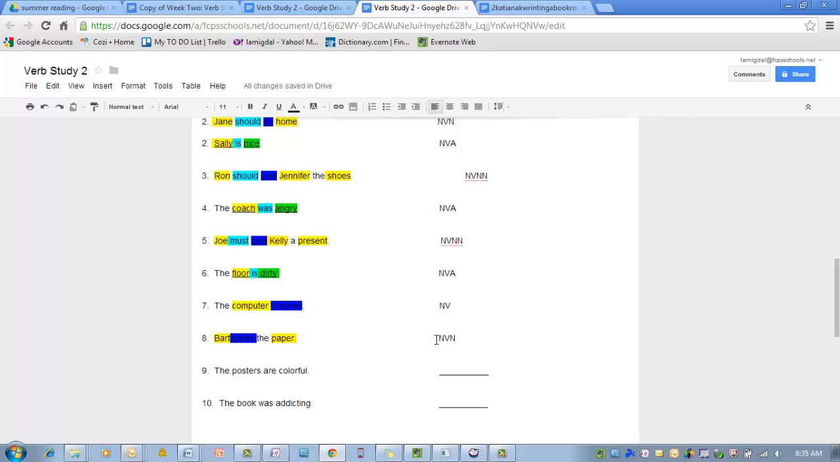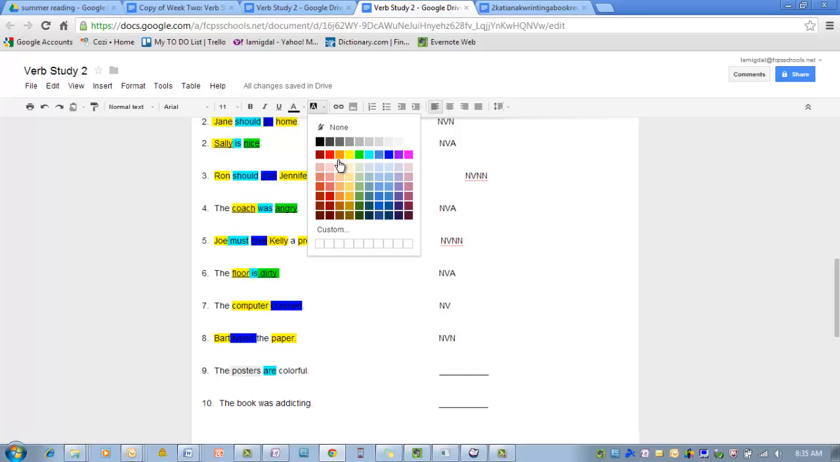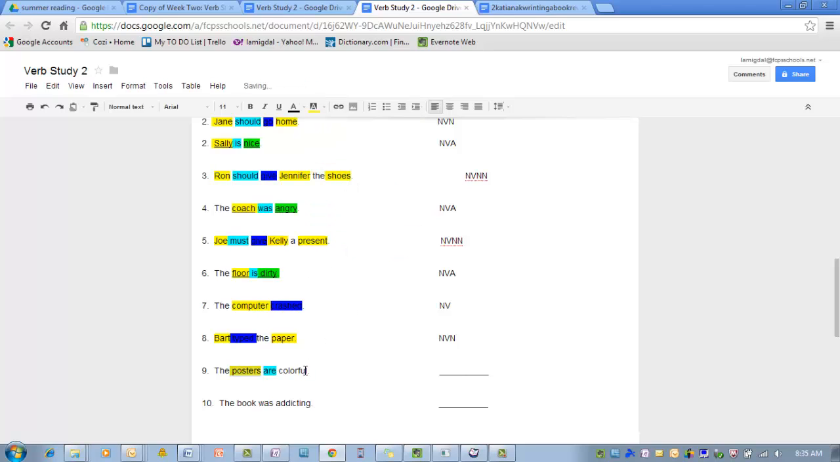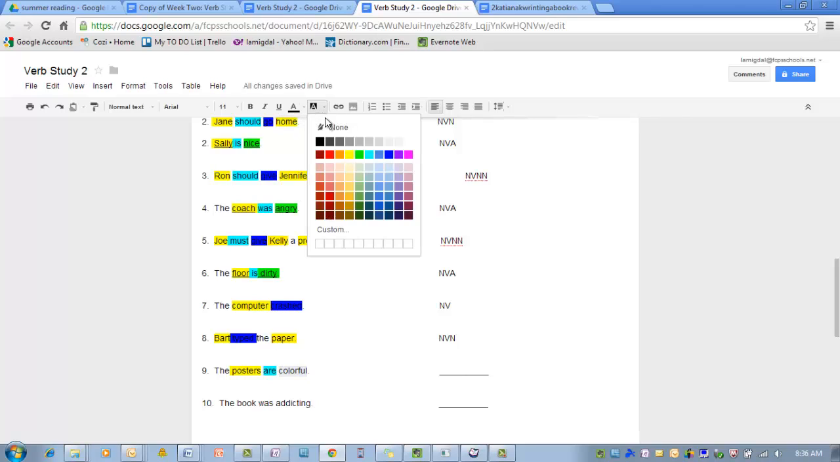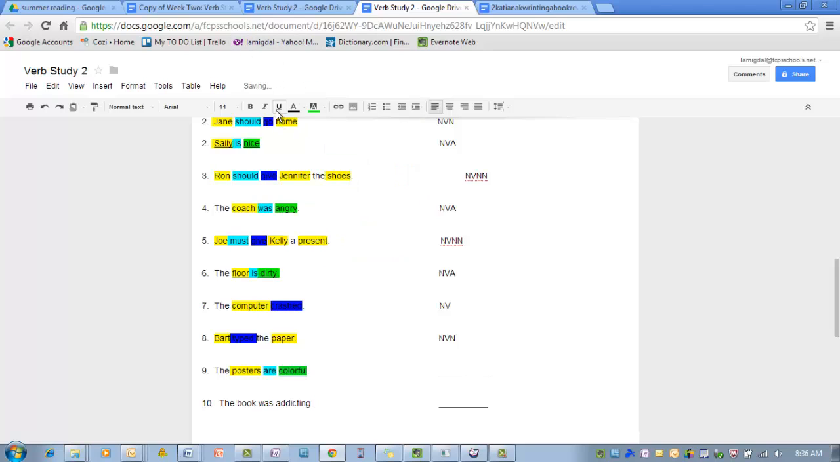Okay, two more. The posters are colorful. All right, I see the verb in here. It's "are." What kind of verb is that? That's right, it's a be verb. Okay, so we're going to go in front, and the thing is "the posters." Again, we don't need "the," just "posters." And then we go behind it, and we know if we have a be verb, it can either be a noun or an adjective. Colorful. Is colorful a thing? I don't think so. Does colorful describe something? Yes, it describes the posters. So that's going to be an adjective, and we're going to underline that, and we're going to underline "posters" because that's what it describes. Yay, and that is an NVA.